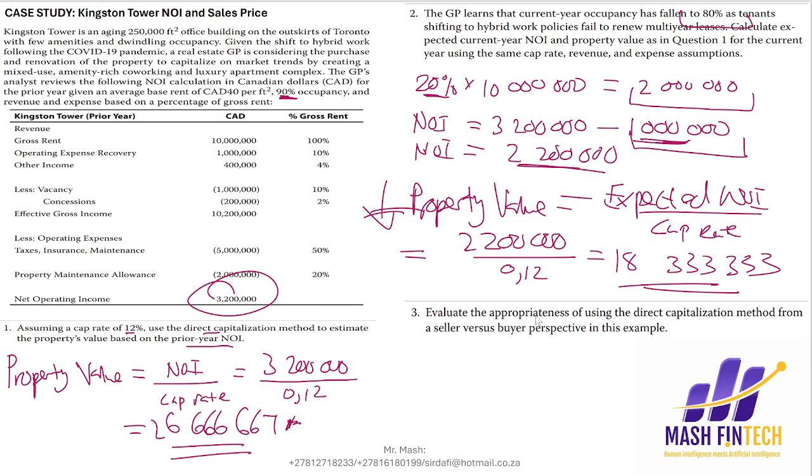And then we want to evaluate the appropriateness of using the direct capitalization method from a seller versus a buyer's perspective. Just think about it and then listen to what I have to say. Remember the direct capitalization method, we have talked about this: the property value is just the expected net operating income over the cap rate. So this expectation on net operating income is based on the continuation of the property being used for the same economic use. From the seller's perspective, they are projecting this net operating income based on what they believe is going to be the occupancy. And this expected normalized net operating income is what they expect to continue happening going into the future.